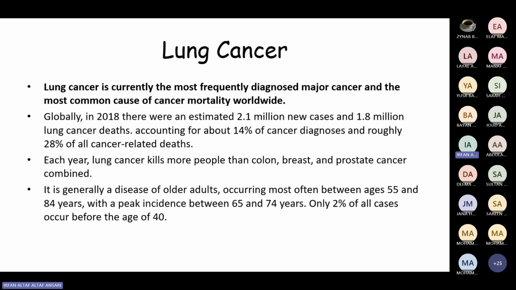It is usually a disease of older adults, commonly seen between 55 and 84 years of age. Between 65 and 75 years shows the peak incidence, and very rarely do you see cases less than 40 years of age. So that's why lung cancer is so common, smoking is so prevalent, and death is so common with lung cancer. So we must know a few things about lung cancer.